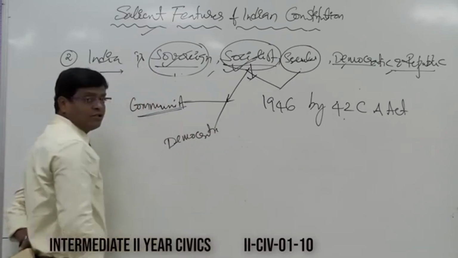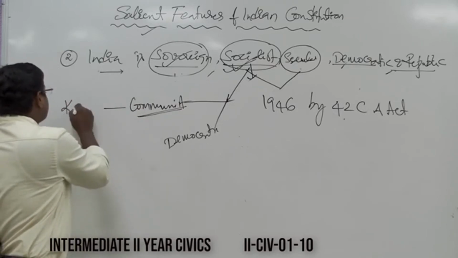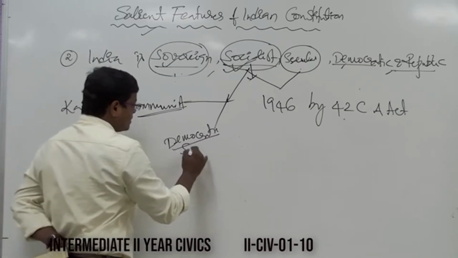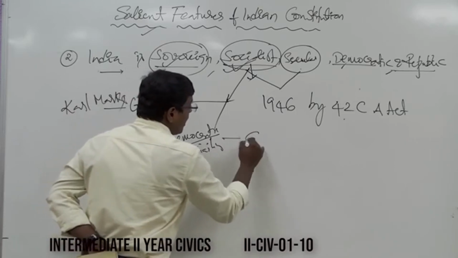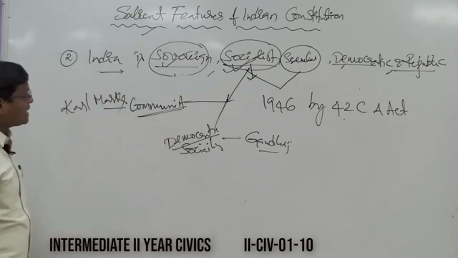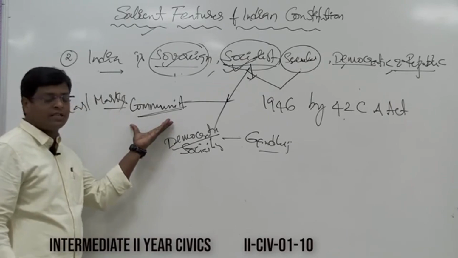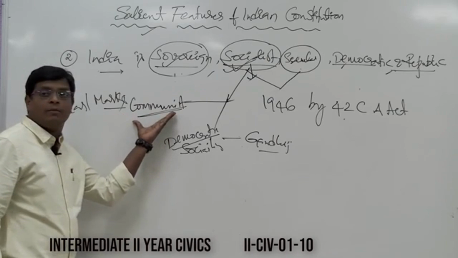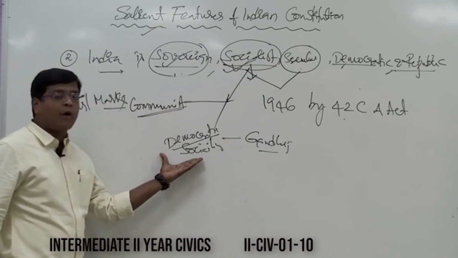That means communist socialism, which is influenced by Karl Marx, and democratic socialism, which is influenced by Gandhiji. Understood? So there are two different dimensions regarding the socialist nature of the state. One is influenced by Karl Marx, that was the communist point of view. Another one is influenced by Mahatma Gandhi, that was the democratic point of view.